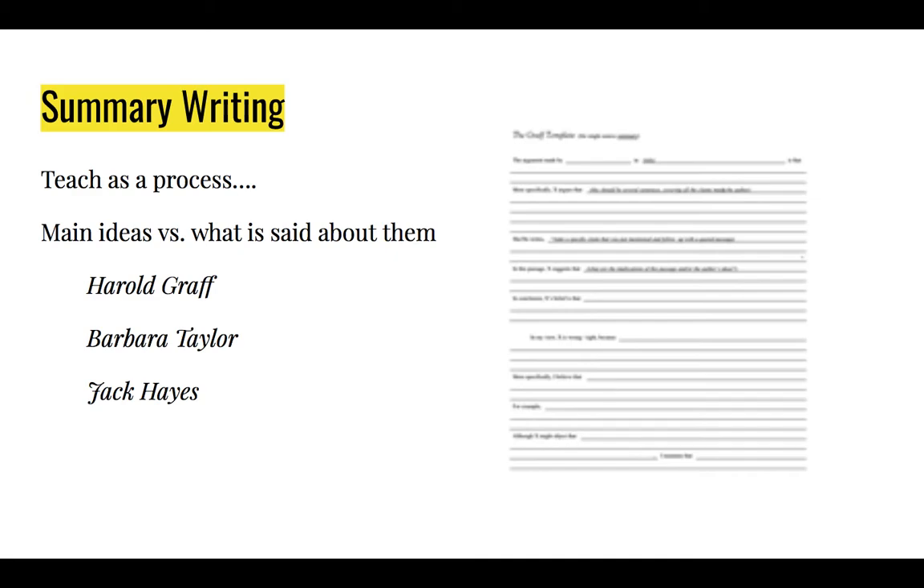So I put together these 3 names of people who have really good templates that you could bring in that teach your students how to get to a good summary. Harold Graff, Barbara Taylor, Jack Hayes, what they do is they give your students a template that they can use so that they're not just identifying the topic or the main idea, this is what this is about, but they're really being asked to dig into what the passage was saying about that main idea.